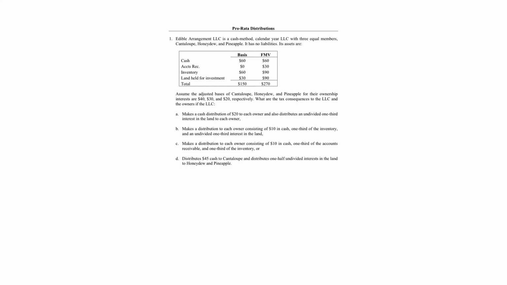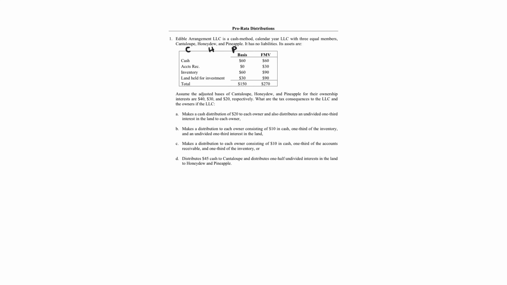So this is pro rata distributions problem 1. We have Edible Arrangement LLC, a cash method calendar year LLC with 3 equal members, Cantaloupe, Honeydew, and Pineapple. I'm just going to call them C, H, and P. LLC has no liabilities, and here are the assets: cash, accounts receivable, inventory, land held for investment, and it gives you the total basis and fair market value. So a very, very simple example.